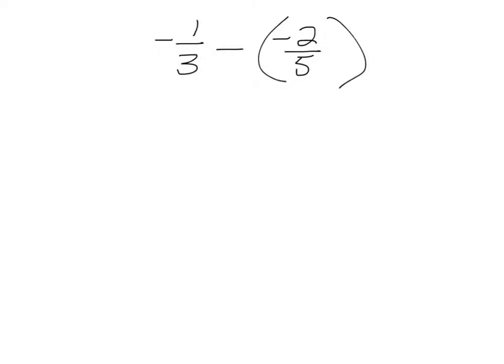Alright, so let's talk about subtracting fractions. It's very, very similar to adding fractions because we're going to change everything into addition, because subtraction is a lie. So we have negative 1/3 minus negative 2/5. We know if we have two negative signs in a row, we change those to addition. So we're going to rewrite this problem as negative 1/3 plus 2/5, because the two negative signs turn into an addition sign.